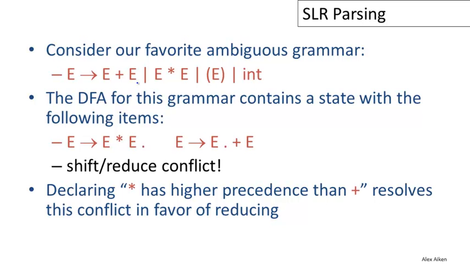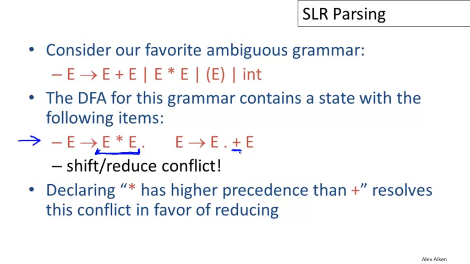If you build the DFA for the viable prefixes of this grammar, you will discover that there is a state that has the following two items in it. One says that if we see E times E, that we have seen E times E on the stack, and we can now reduce by E goes to E times E. The other one says that if there's a plus coming up in the input, we should shift. And notice that this is exactly the question of whether times has higher precedence than plus.